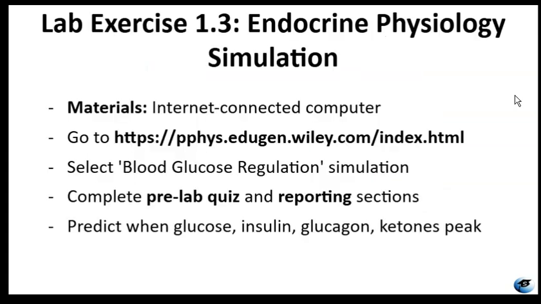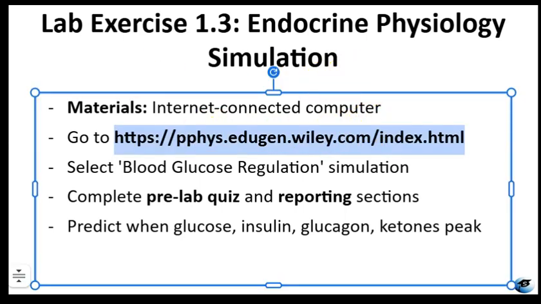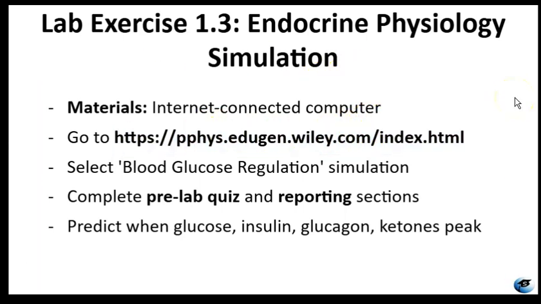For lab exercise 1.3, you'll explore endocrine physiology through an interactive online simulation focused on blood glucose regulation. For this activity, you're going to need access to an internet-connected computer, and that's it. To begin, you want to navigate to the site, which is here. I'm actually going to copy that. Once you're there, you're going to select the simulation titled Blood Glucose Regulation, and this tool is going to help you visualize how the body maintains homeostasis in response to changes in blood glucose level.